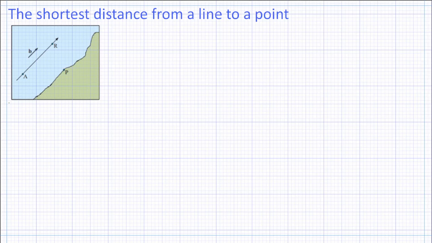Alright, so let's assume that we have a situation in which a boat is going close to a beach, and someone's going to jump from the boat and swim to the beach, and we want to find the shortest path. So what's the point in this line which would be the closest to a certain point at the beach?